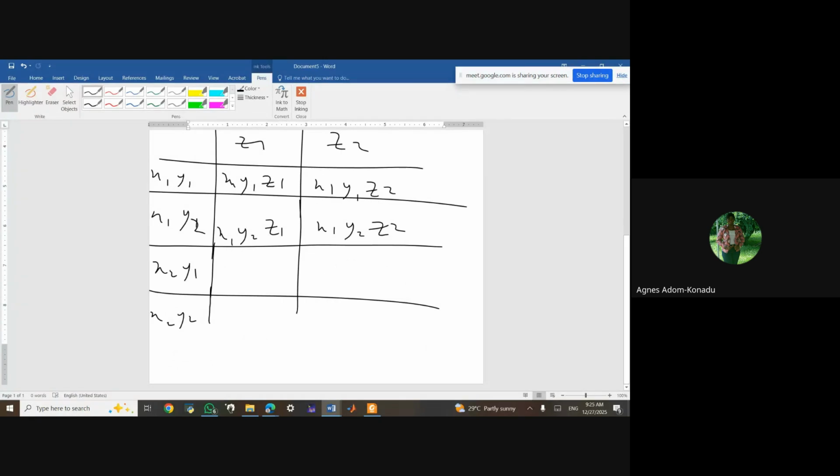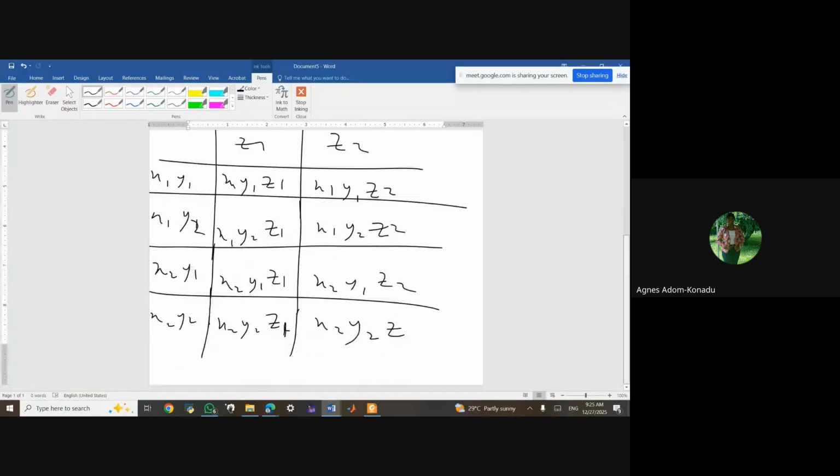And I will have x2, y1, z1, x2, y1, z2. Then I have x2, y2, z2. Then x2, y2, z1. So that's x2, y2, z1, and x2, y2, z2. So let's put all of them in a bracket.